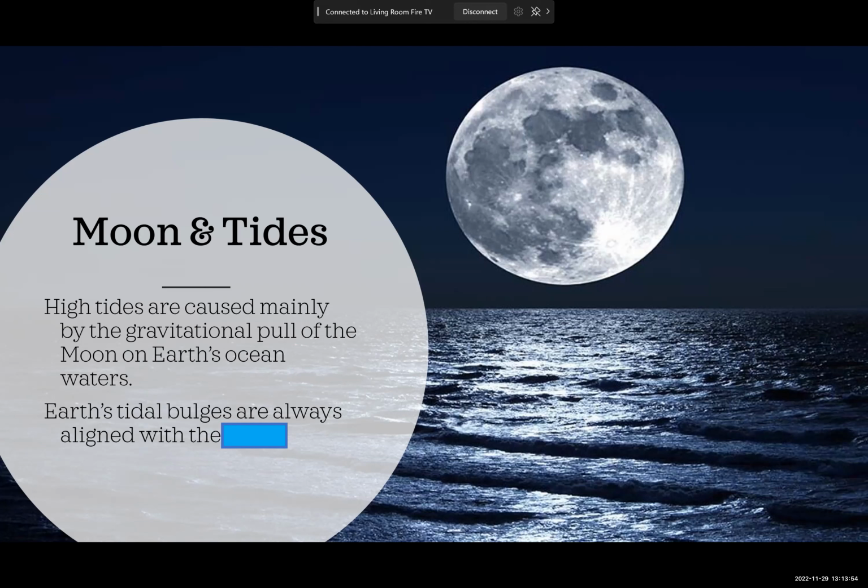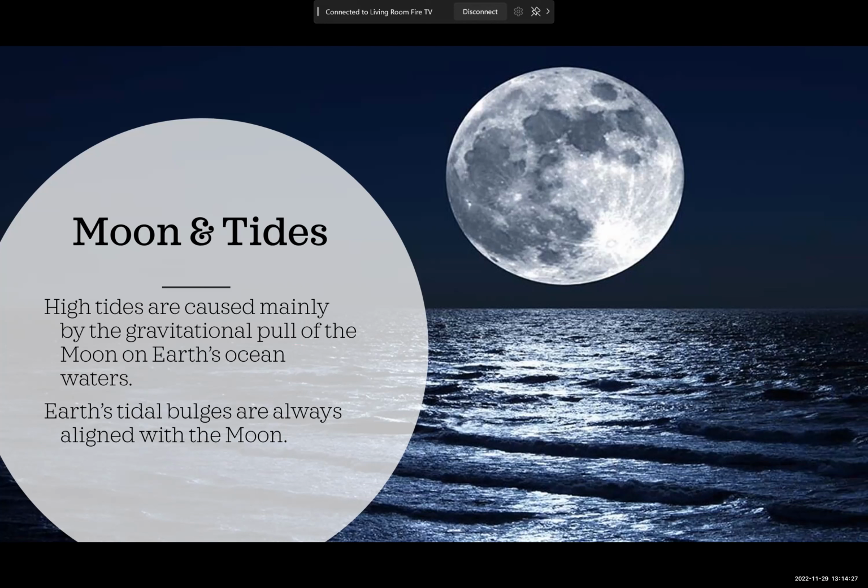So Earth's tidal bulges are always aligned with, do we know? Yeah, the moon. Very good. All right. So think about how you've got the moon pulling on one side. If the moon is closer, it's going to give you a low tide because it's going to pull the water away. If the moon isn't near you or you're on the opposite side, it's not going to happen. You're going to get a higher tide. But the bulges are on either side. So if the moon is here, then the bulges are on either side of the Earth.